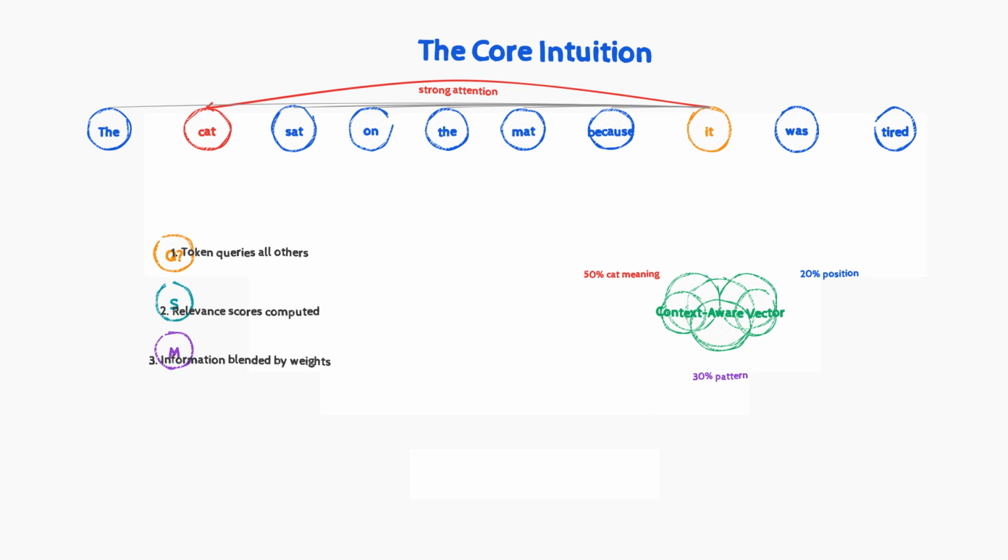It allows each word, or token, to look at every other word in the sequence, decide which ones are most relevant, and blend their information together. The result is a context-aware representation where each token knows about the entire sequence. This is the breakthrough that made transformers possible, and why they outperform every previous architecture in natural language processing.